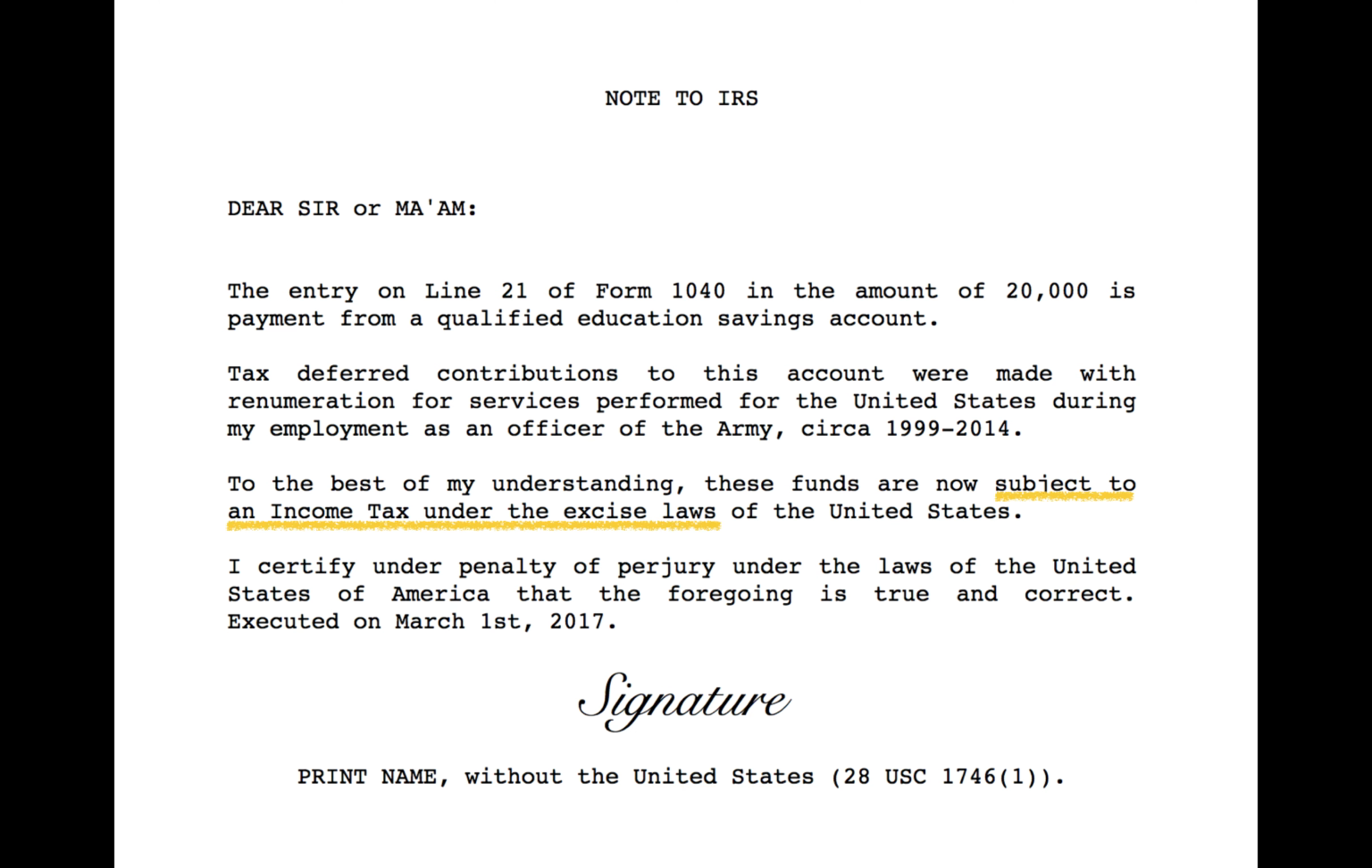Okay, last sentence fragment that I would like to bring to your attention is subject to an income tax under the excise laws of the United States. So what I am telling the audience is that the federal income tax is an indirect excise tax that is within the laws of the United States.